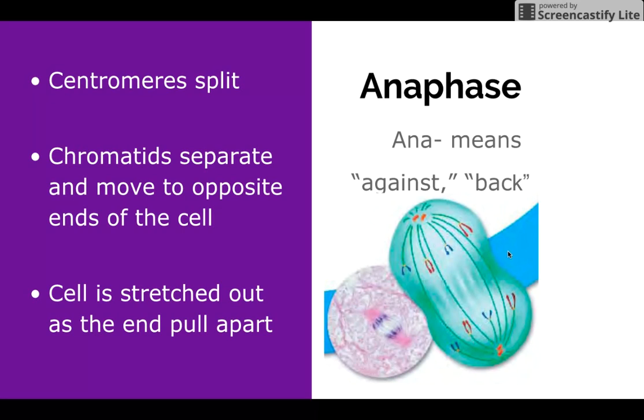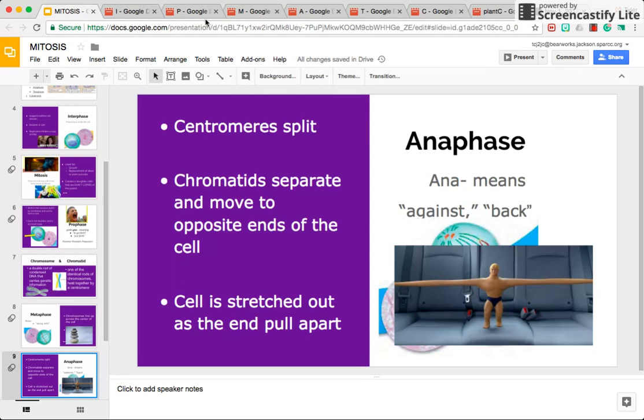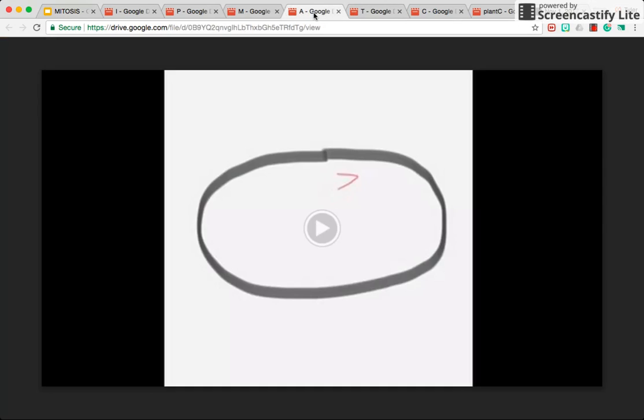So what happens is, remember we had those X's in the center? Well, those spindle fibers pulled apart the chromosomes, and now they are chromatids. They are single lines. They are single rods. So the chromatids separate and move to the opposite ends of the cell. They were together, but now they separate. They are at opposite ends of the cell. You can kind of see how there's two cells now forming. The cell is stretched out and is pulled apart. So again, if you can pause the video, go back a little bit if you need to. So that was the anaphase.